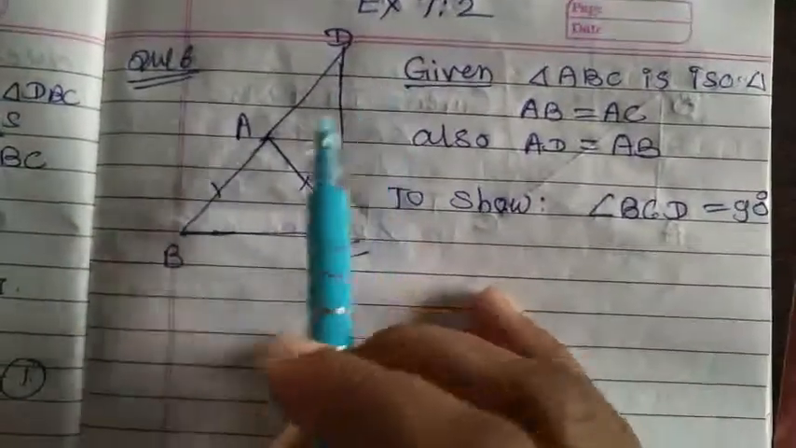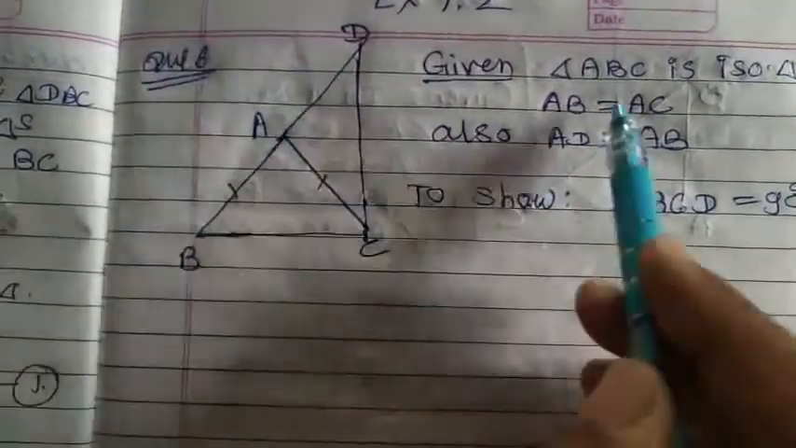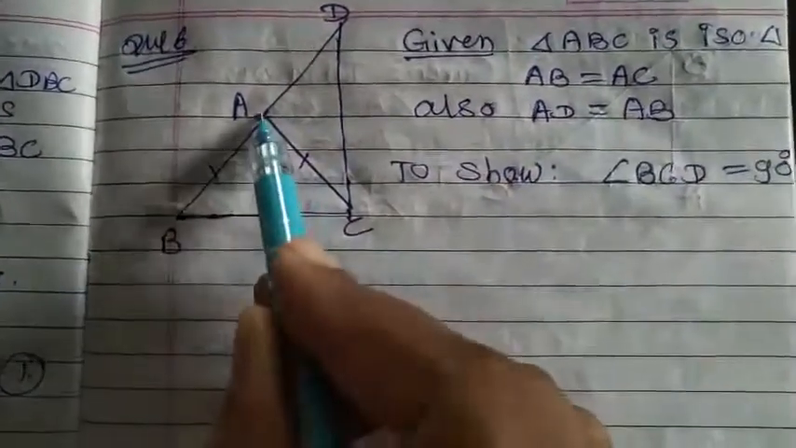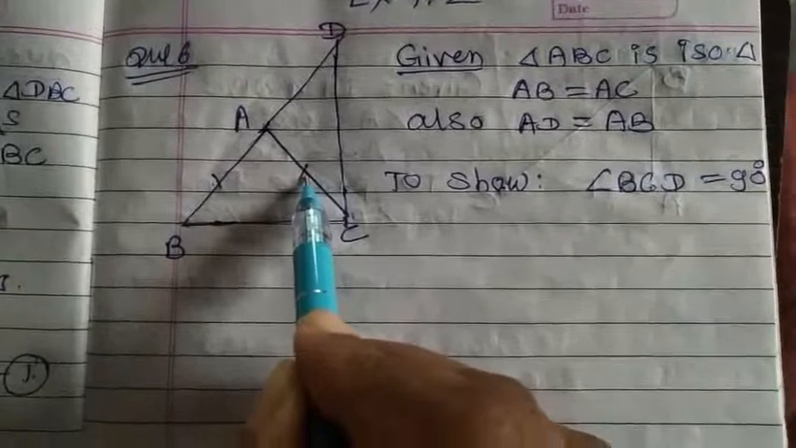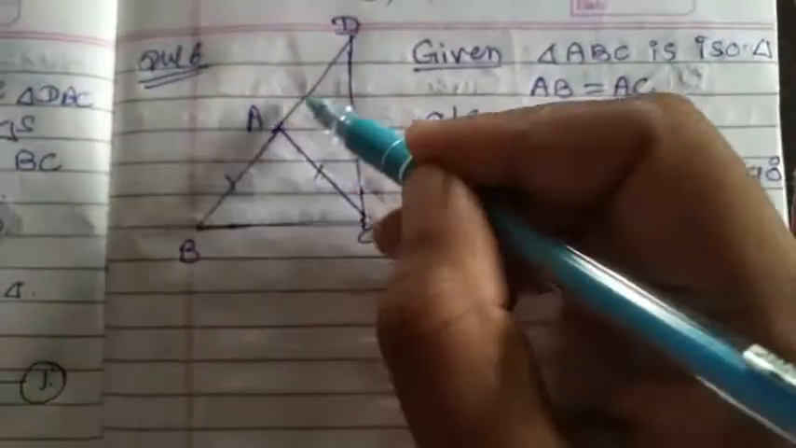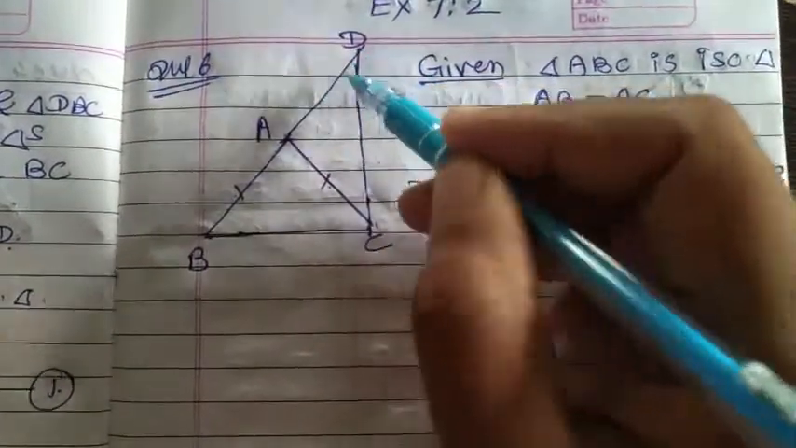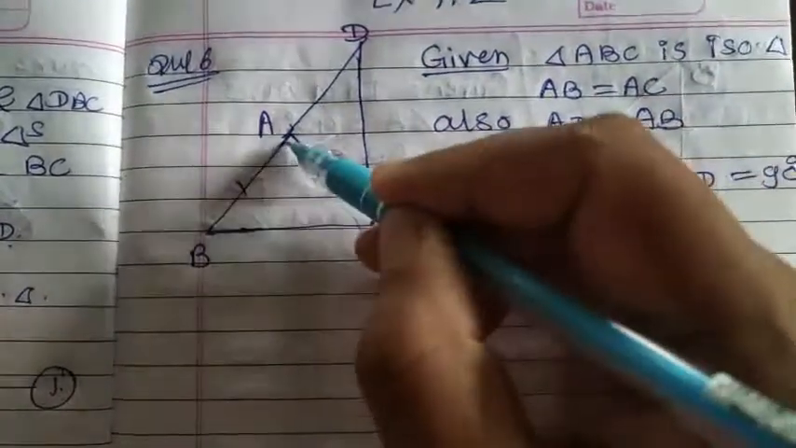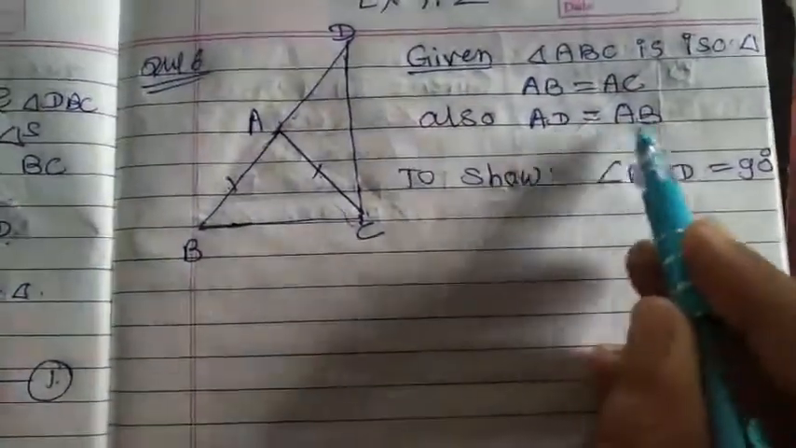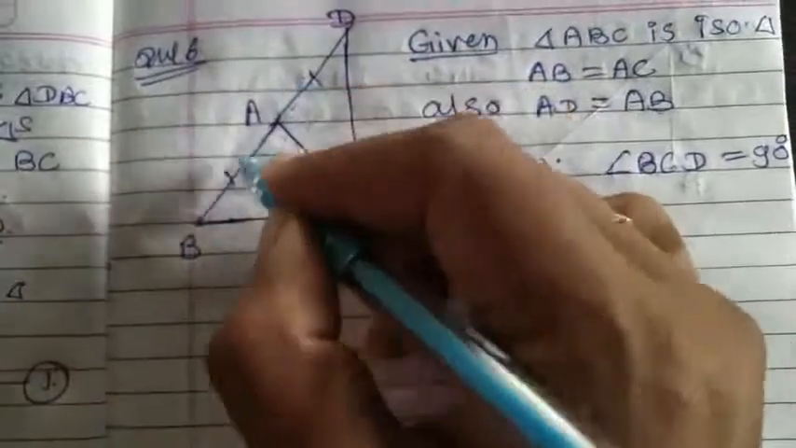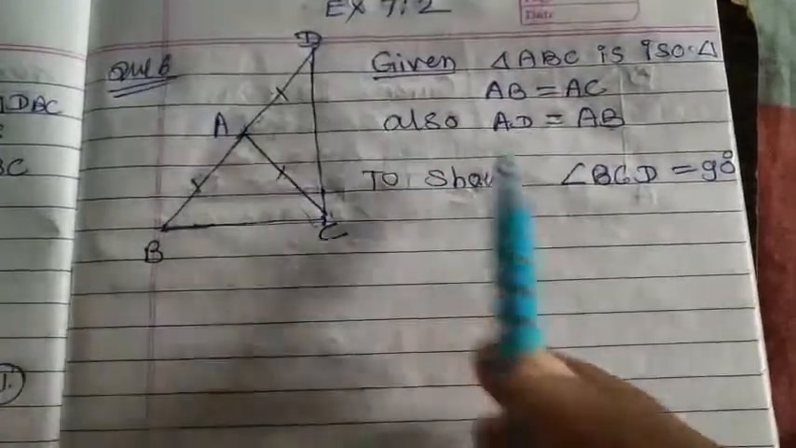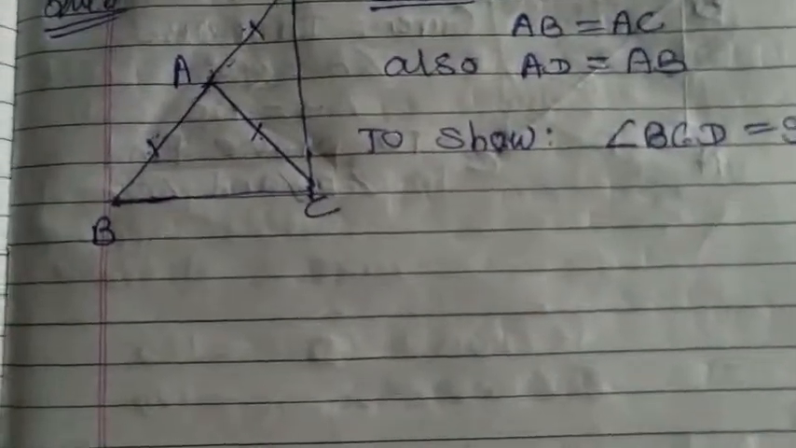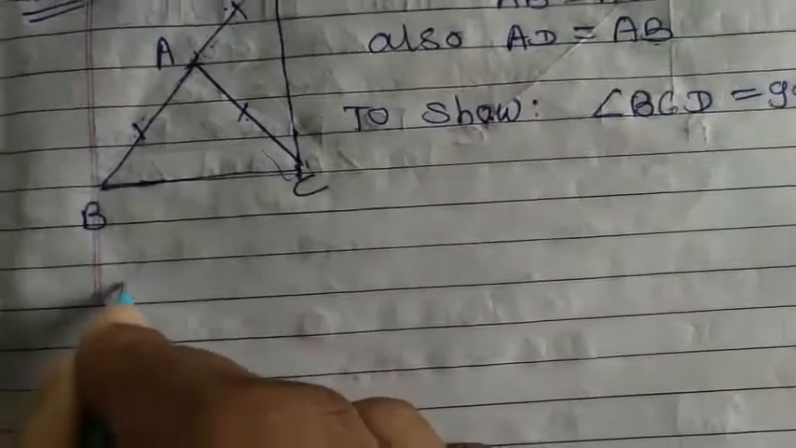Now see the next question. Question number 6. ABC is an isosceles triangle in which AB is equal to AC. Now side AB is extended up to point D such that AB is equal to AD. AB is equal to AD means these two sides are also equal, and we have to show that BCD is equal to 90 degrees. Now here first consider triangle ABC, which is given.